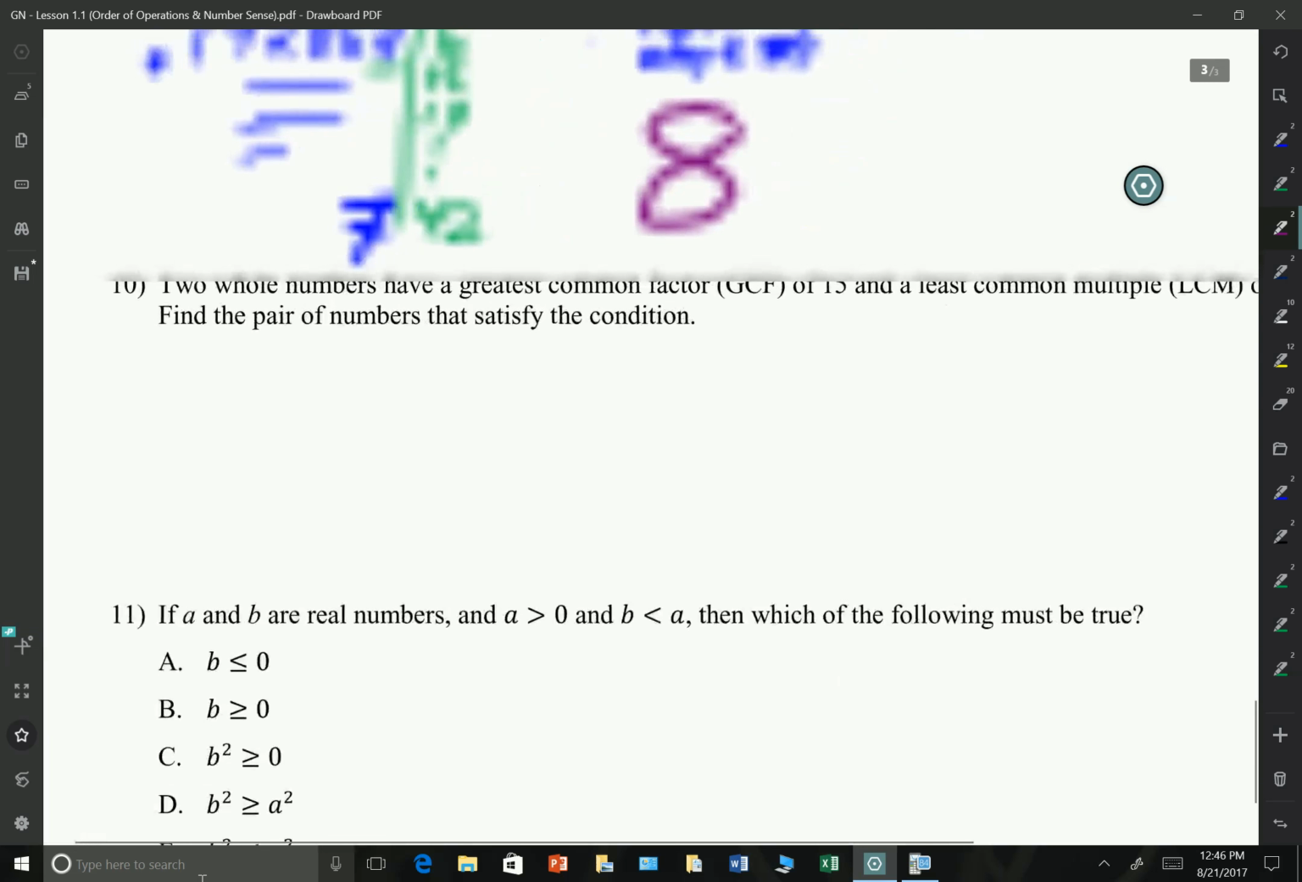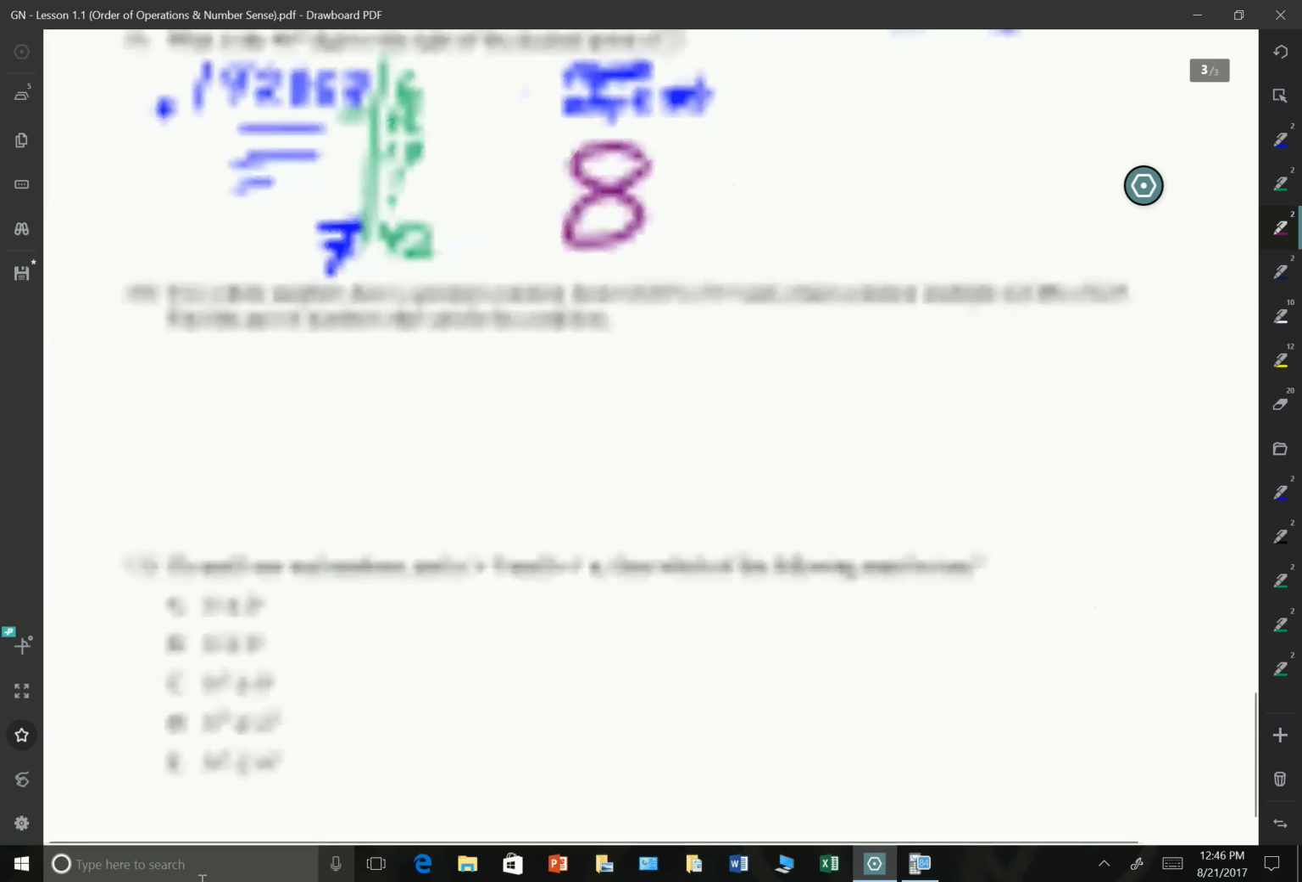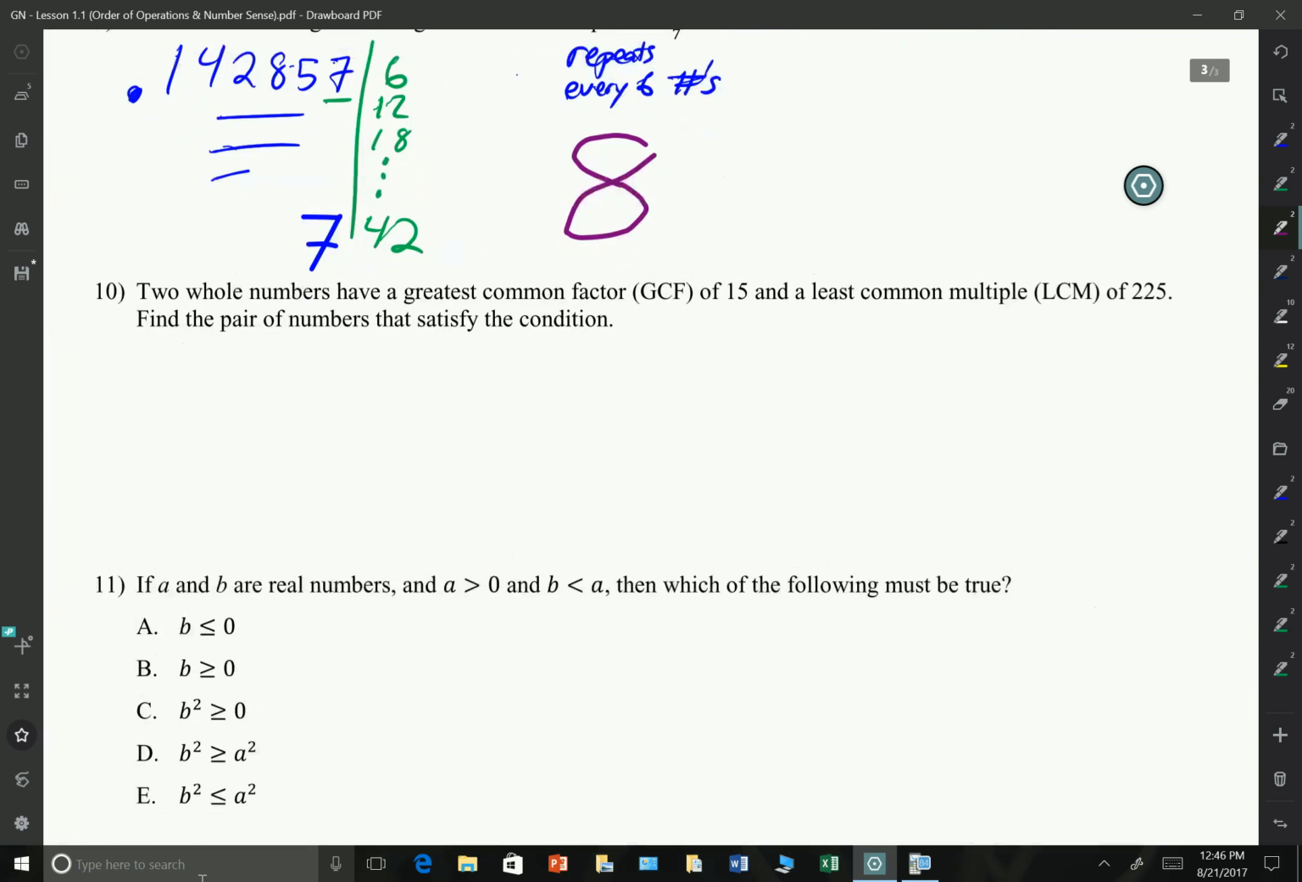Find 2 whole numbers that have a GCF of 15 and an LCM of 225. Now this one's been bothering the other teachers. I love this problem. Because this one, there's really not a shortcut. What does GCF mean? It's the largest number they have in common. What does LCM mean? Least common what? Multiples.